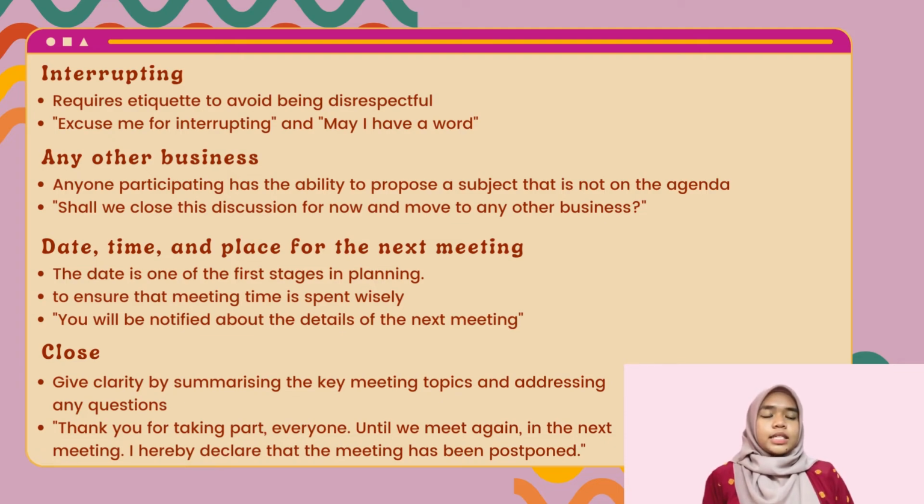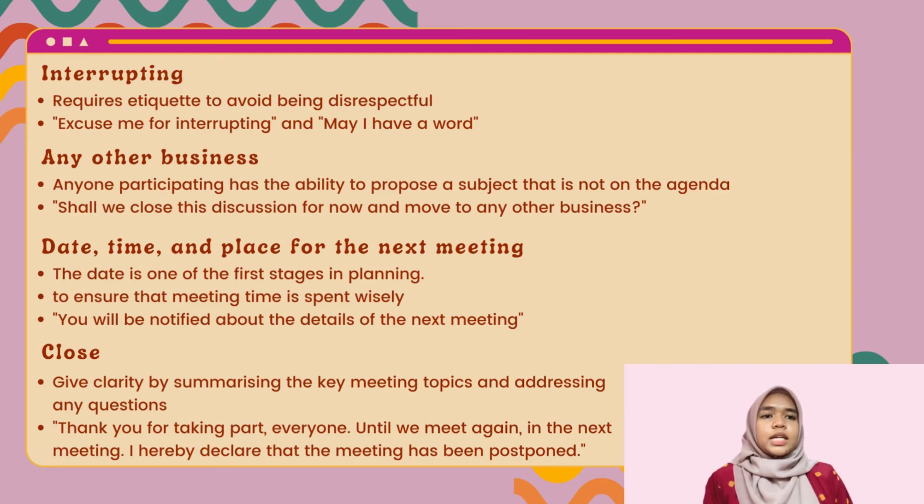Thirdly, choosing a date is one of the first stages in planning. It is a critical stage that can determine the success or failure of your meeting. It is frequently and incorrectly underestimated. The most significant benefit of establishing a date and time in advance is the ability to keep the discussion on track. This can help ensure the meeting time is spent wisely. Typically, this is said after a meeting discussion has been concluded, such as, you will be notified about the details of the next meeting.